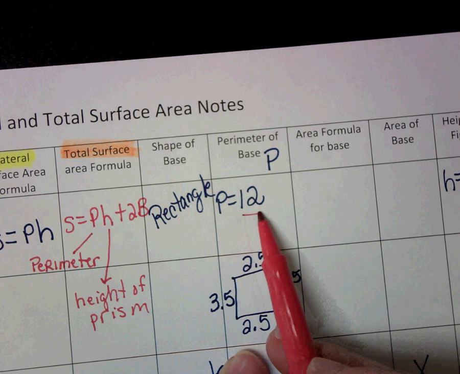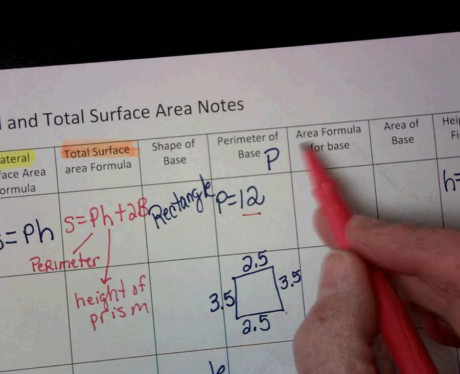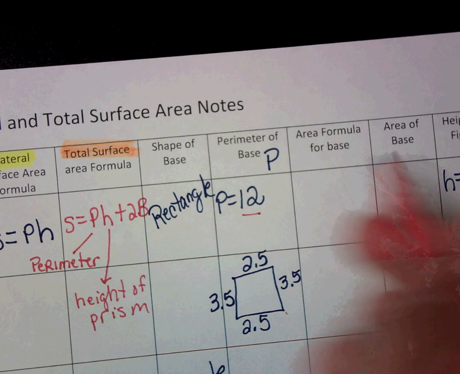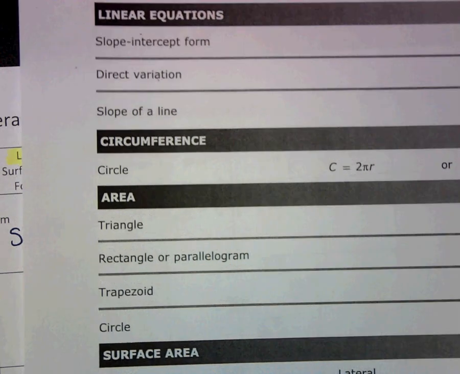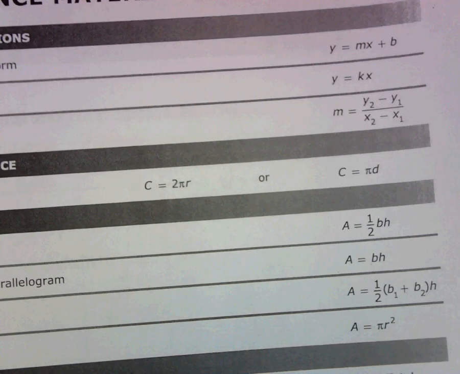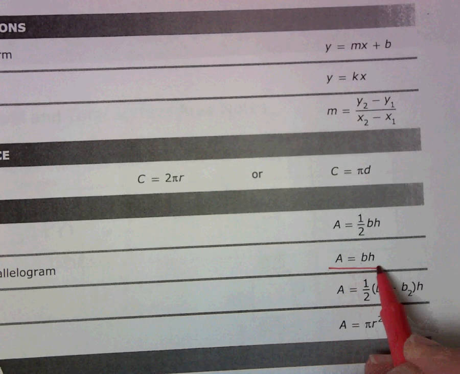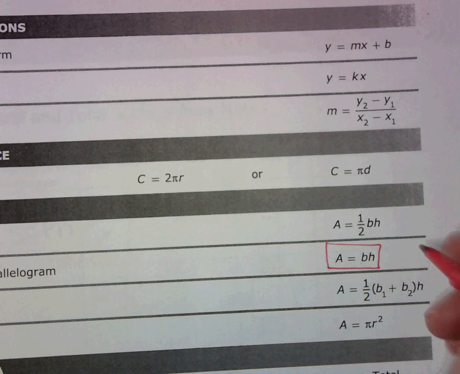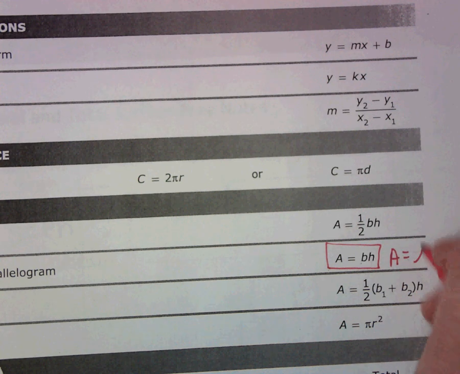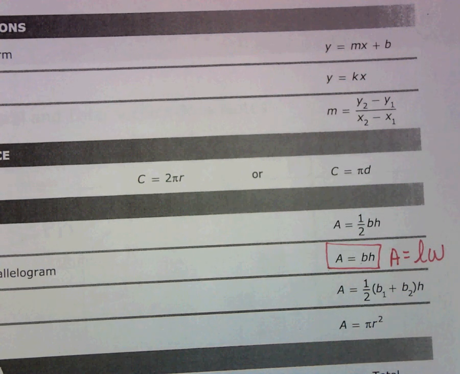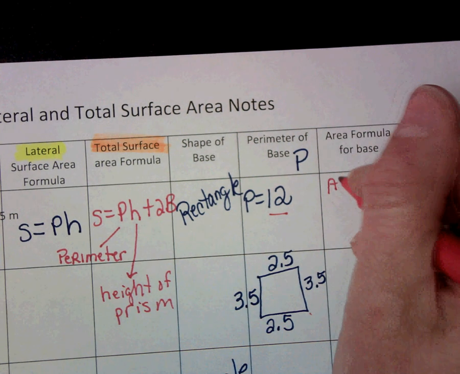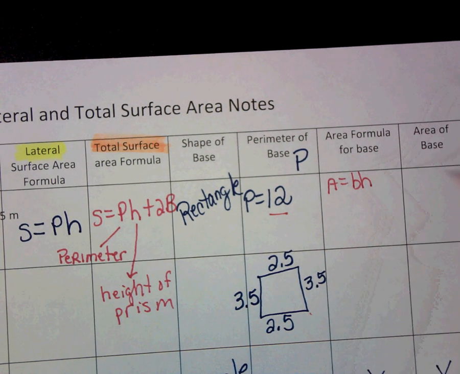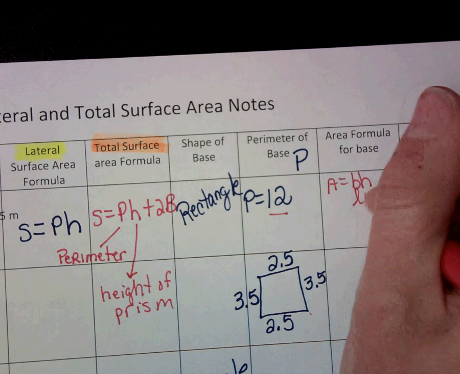So we already have our P. The area formula for our base. Well, we know the base is a rectangle. We have to go find area of a rectangle if you don't know it, and it says A equals bh. Remember, I don't like to say that. I like to say length times width. So if that helps you, think length times width. So our area formula is little bh, or length times width.